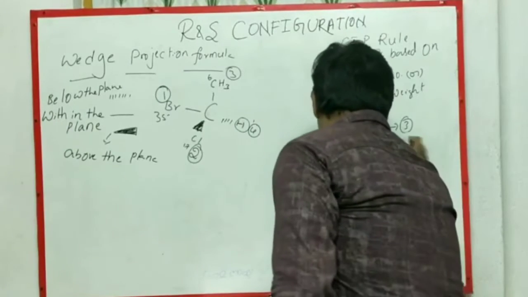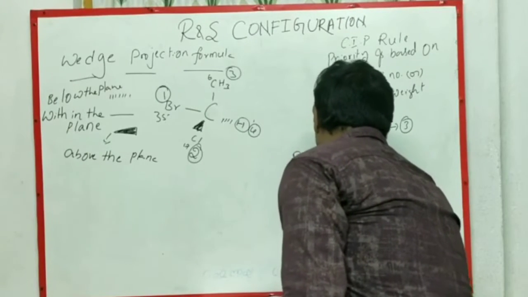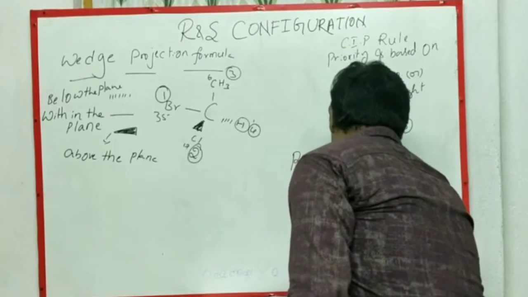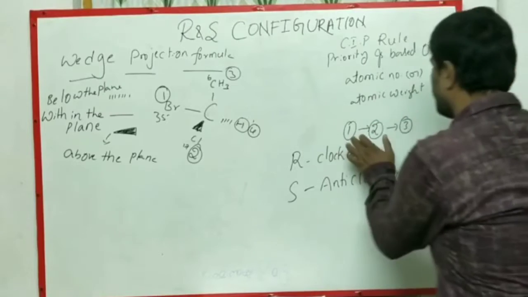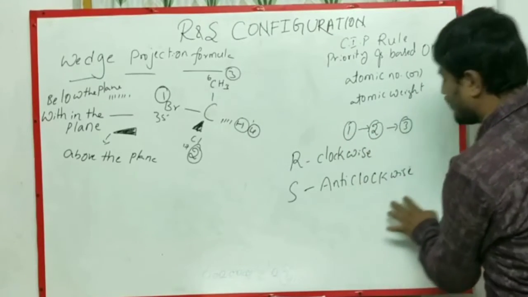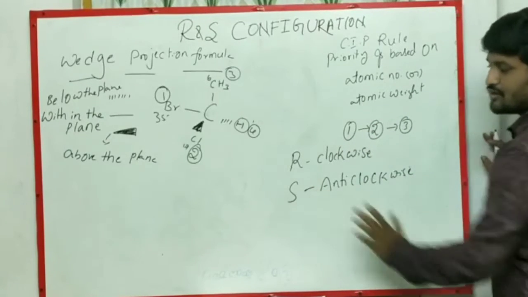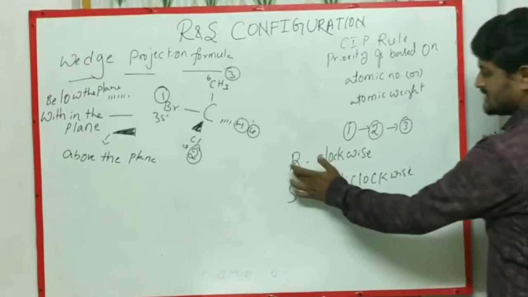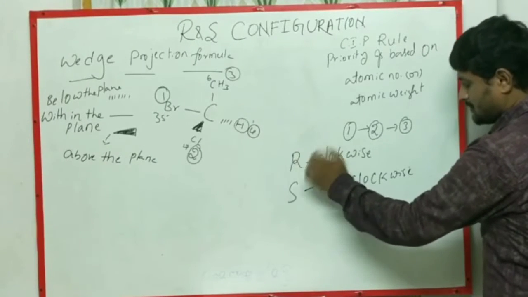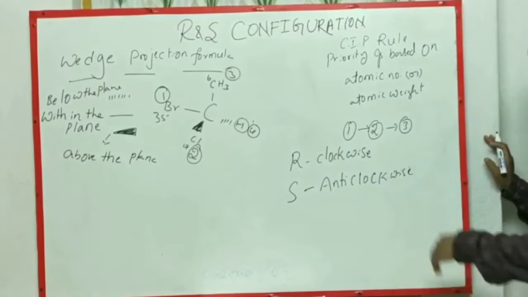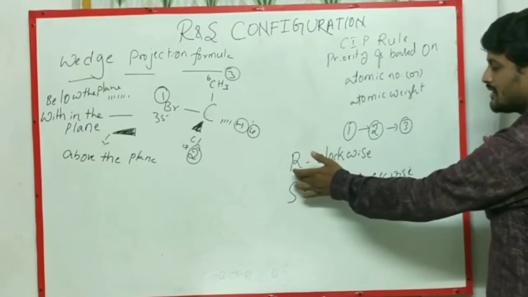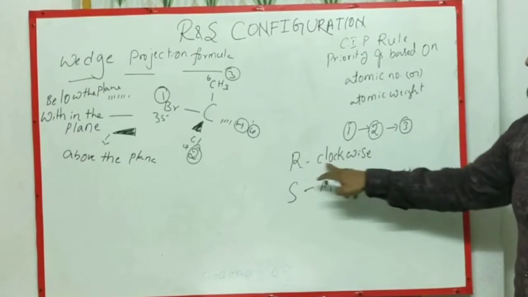Whether the way from first, second, third is in an anti-clockwise direction, it is S configuration. Are you clear? R means clockwise direction. R comes from the Latin name rectus. Okay, R configuration is clockwise direction.